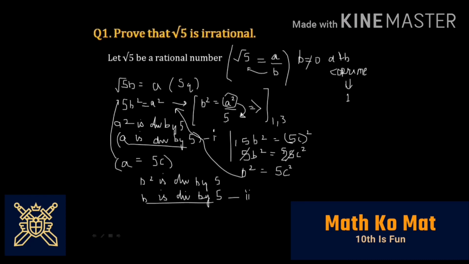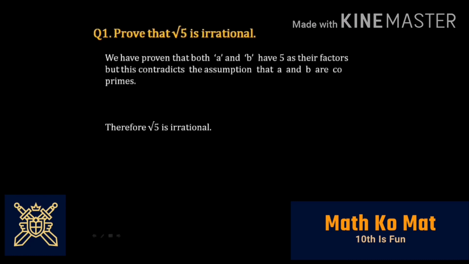Therefore, from all this, we have proven that both a and b have 5 as their factors, but this is a contradiction of the assumption that a and b are co-primes. So by writing this line, you prove that root 5 is irrational.